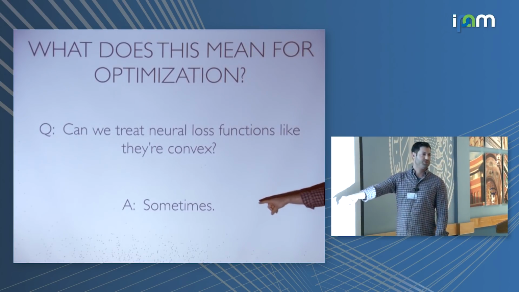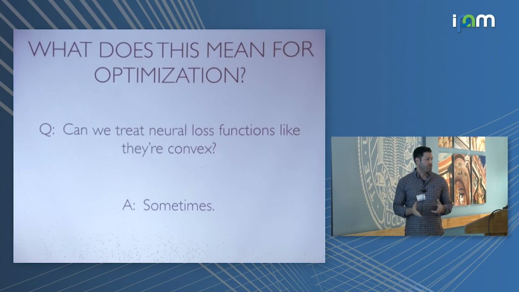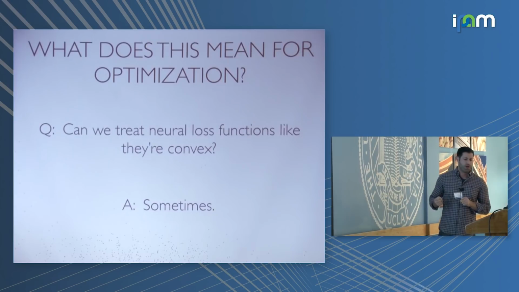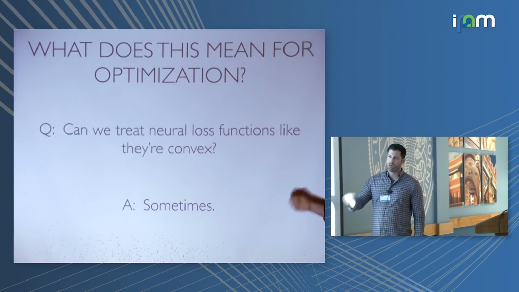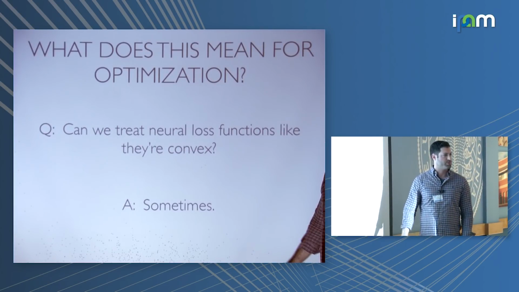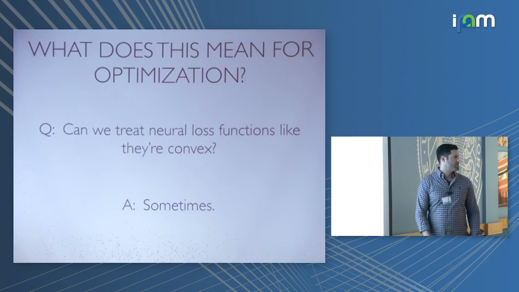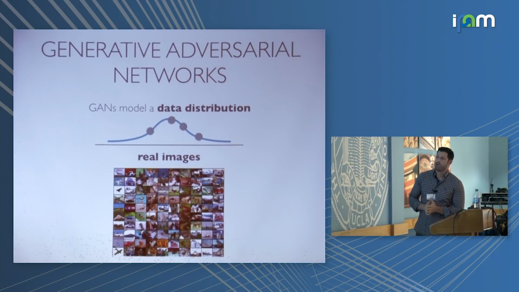The answer is sometimes. And I'm going to show 2 examples of things that we've studied in my lab relating to optimization of neural networks. In one of them, convex analysis and math that really comes from the convex properties of functions is really informative on how to design good algorithms. And in another case, it's just not. Okay. So a bunch of people have already talked about GANs in this workshop.